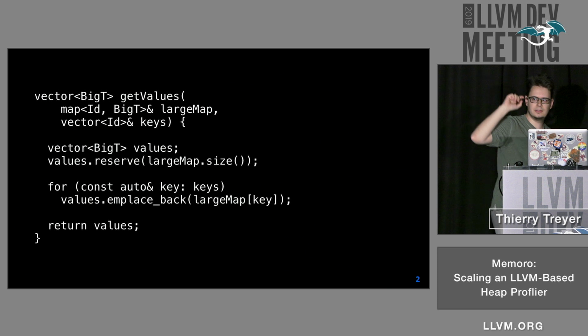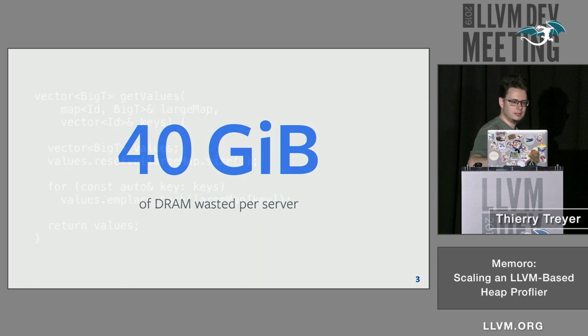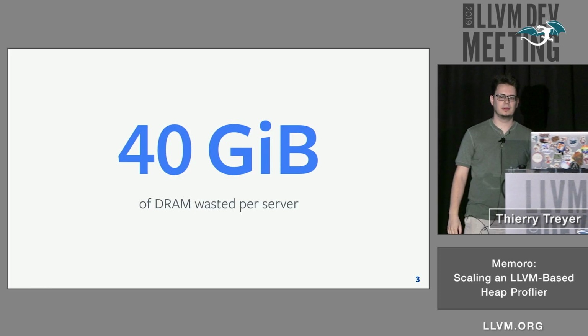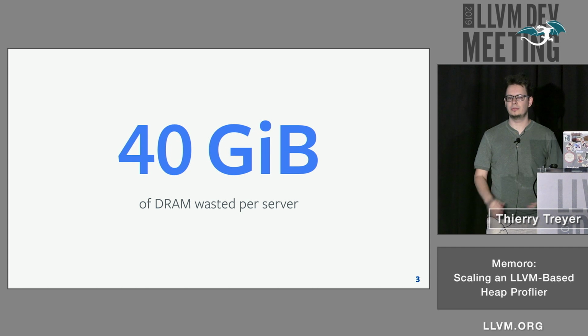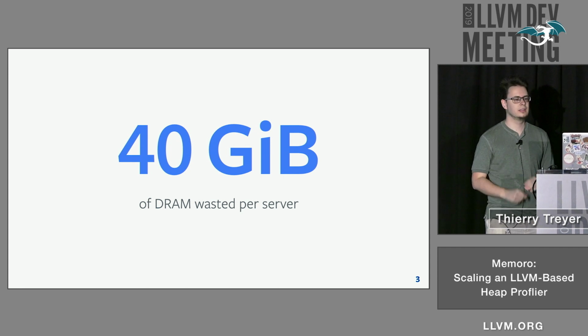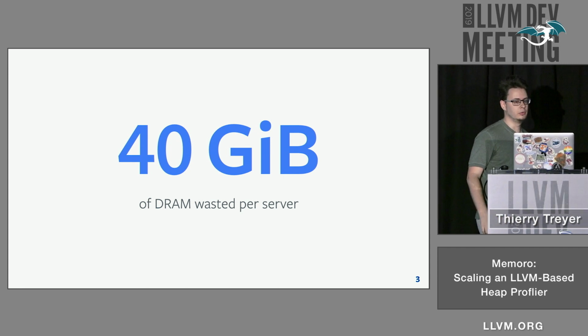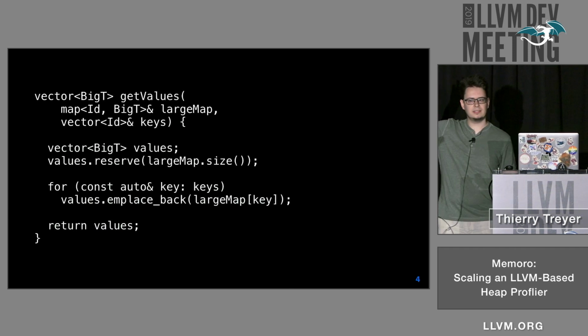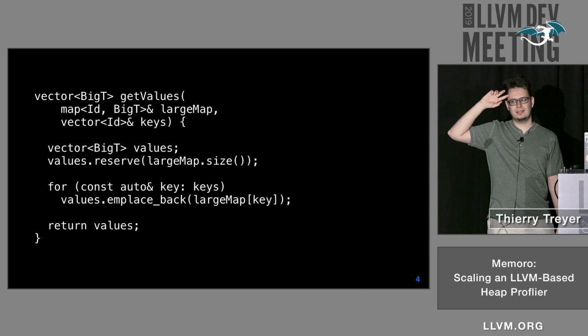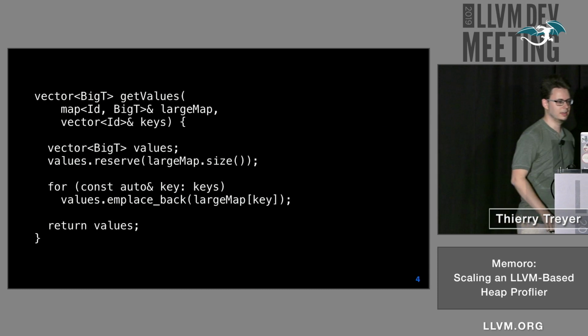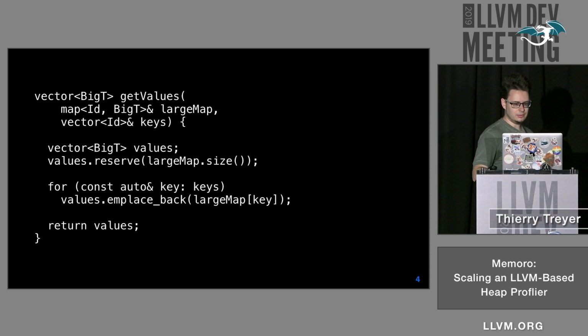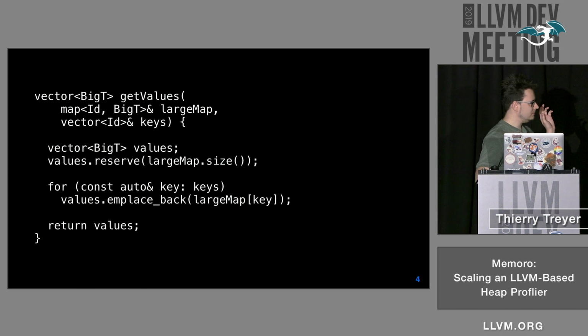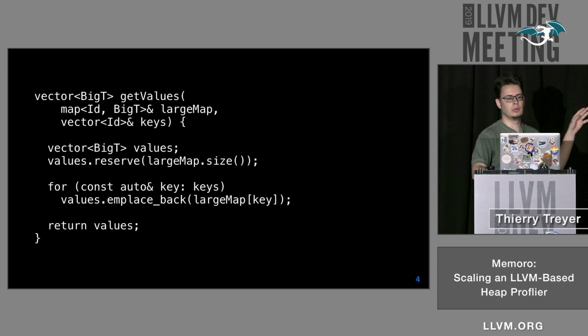Okay, let me give you a hint. This bug was costing 40 gigabytes of memory for every instance it was running on. This is a lot of wasted memory. Does that help you find where the bug is? Not really? Okay, I will come back to that. So, the thing is, we were just reserving the wrong amount of memory.